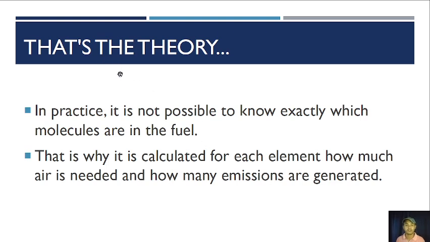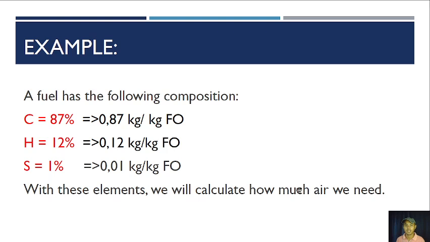So that's the theory. In practice, it is not possible to know exactly which molecules are in the fuel. So that is why it is calculated for each element how much air is needed and how many emissions are generated. So for example, a fuel has the following composition: carbon is 87%, hydrogen is 12%, and sulfur is 1%. With these elements, we will calculate how much air we need.